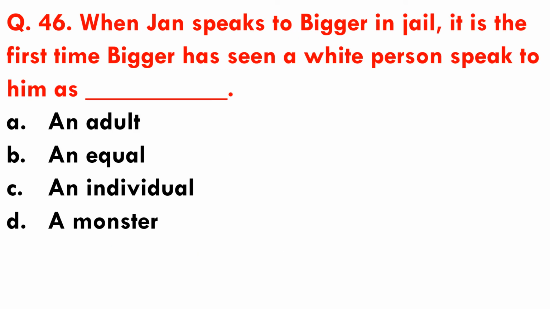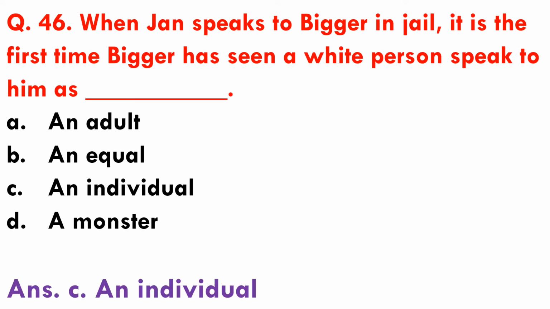Question number 46. When Jan speaks to Bigger in jail, it is the first time Bigger has seen a white person speak to him as dash. Options are A. An adult, B. An equal, C. An individual, D. A monster. So correct answer is answer C, that is an individual.